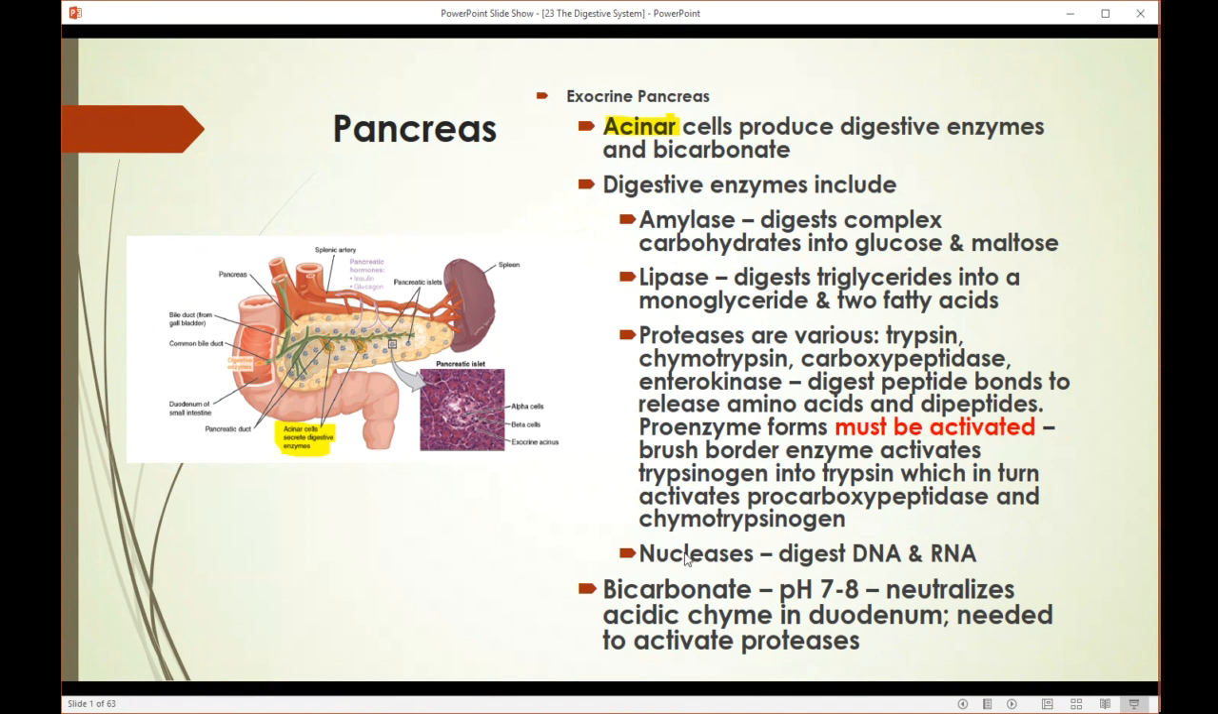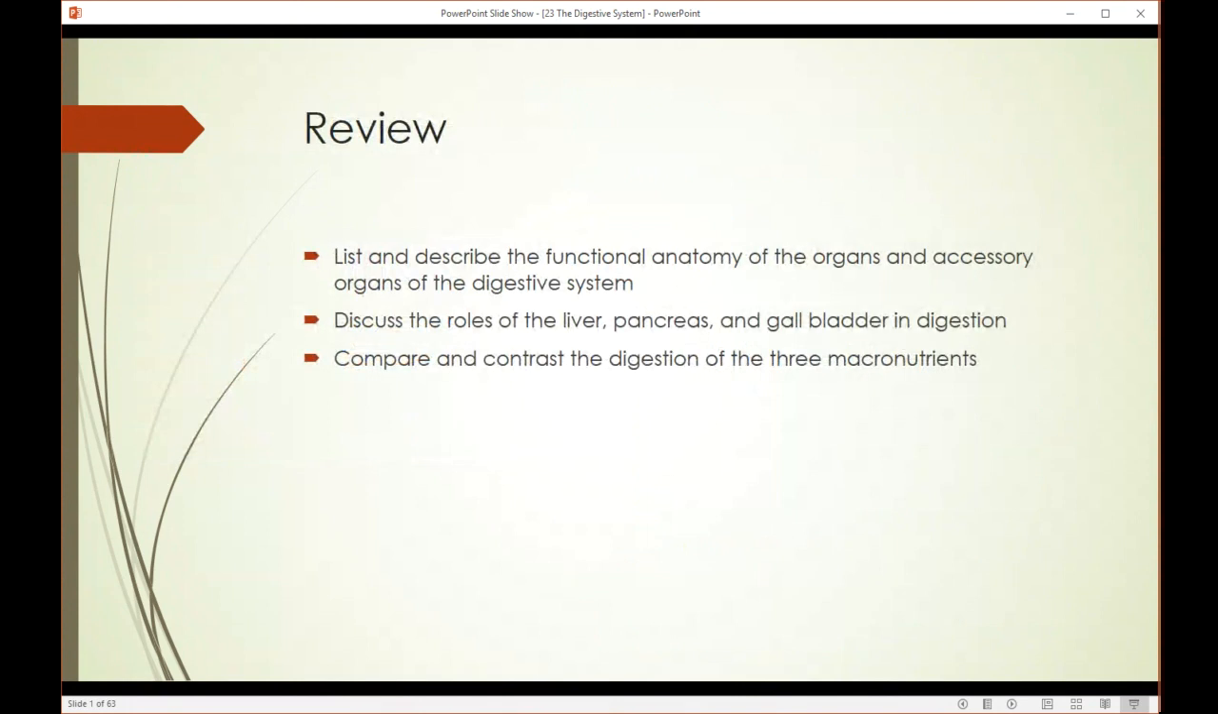This exocrine pancreas is going to release bicarbonate. Okay, that's a pH of 7 to 8, and that neutralizes our acidic chyme in our duodenum, and that's needed to activate those proteases as well. Okay, so take a minute and do this quick review. See if you can do it on your own.